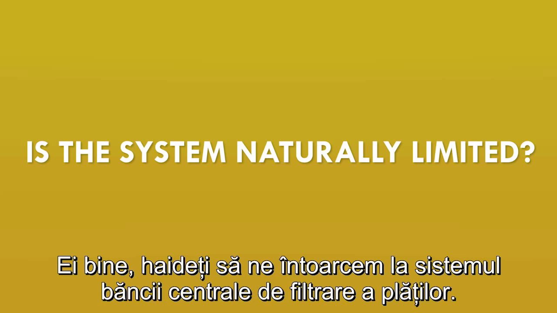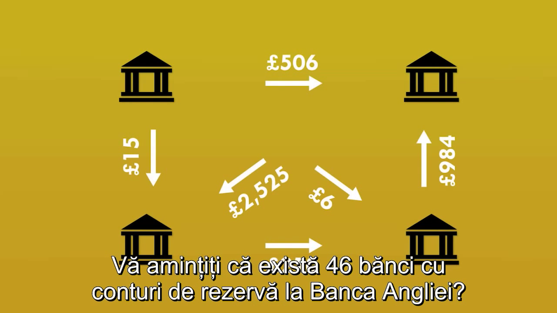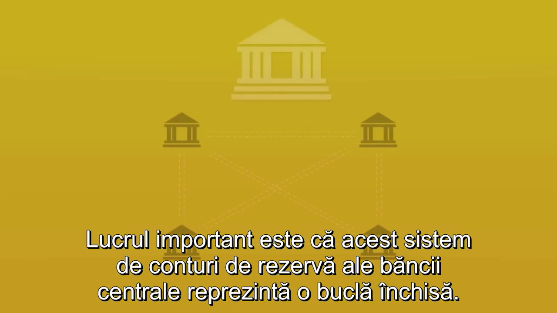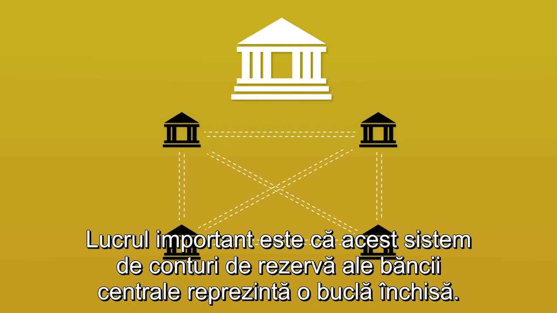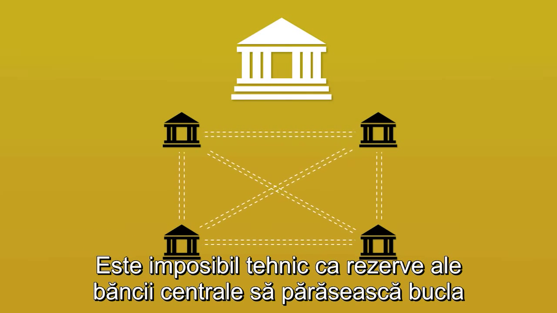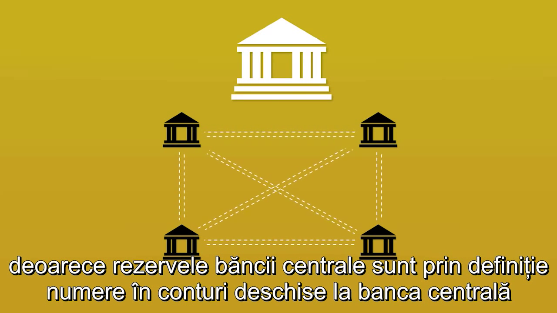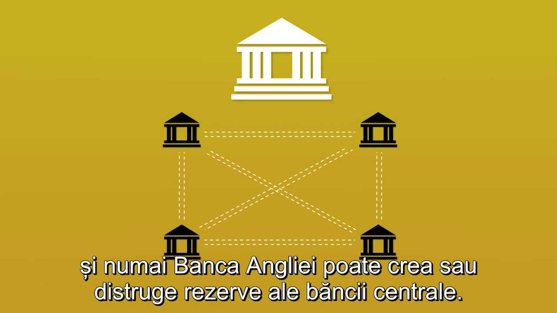Well, let's look at the central bank clearing system again. Remember that there are 46 banks with reserve accounts at the Bank of England. At the end of the day, when all the payments are cancelled out against each other, these banks have to settle between themselves by transferring money between these reserve accounts. Now, the important thing is that this system of central bank reserve accounts is a closed loop. It's technically impossible for any central bank reserves to leave the loop, because central bank reserves are, by definition, numbers in accounts at the central bank, and only the Bank of England is able to actually create or destroy central bank reserves.